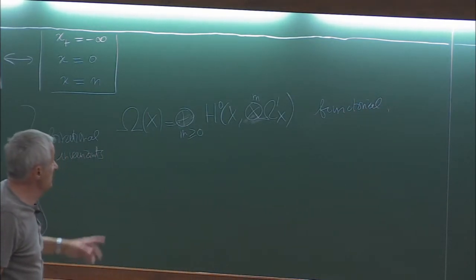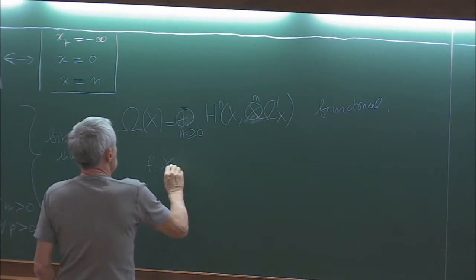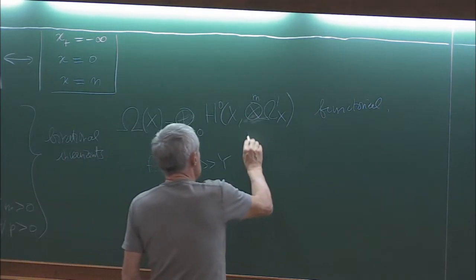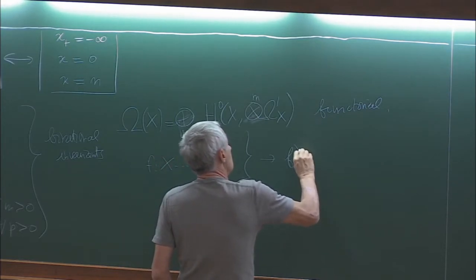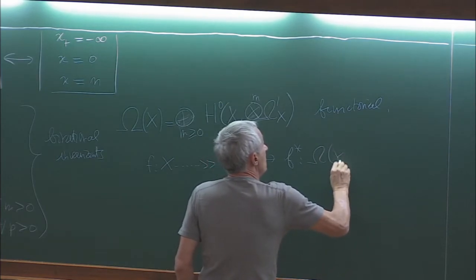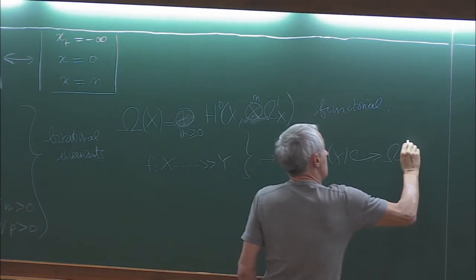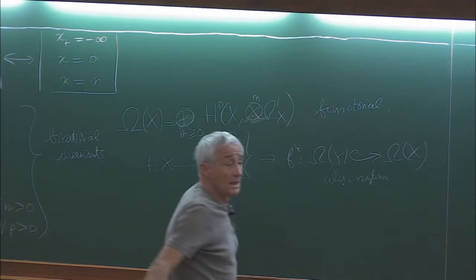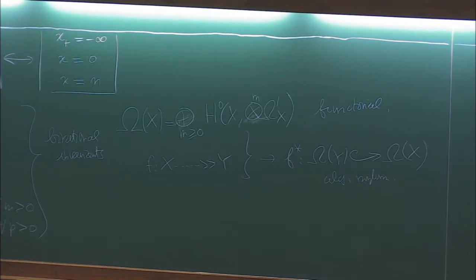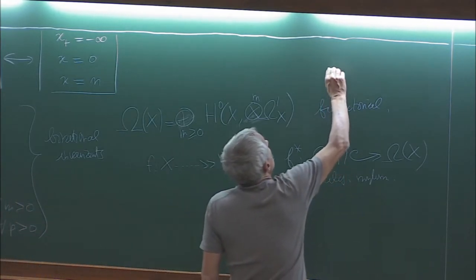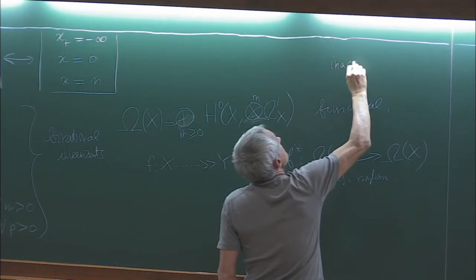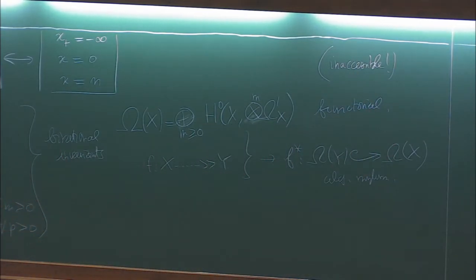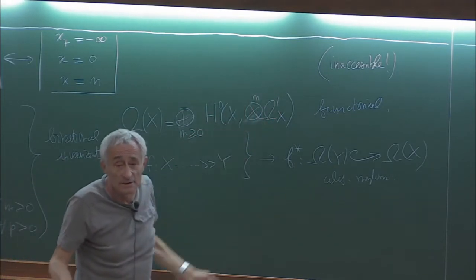It is functorial in the following sense: if you have F, for example, which is a dominant rational map from X to any Y, then this induces an f star, which will go from omega of Y injectively to omega of X. So you have an algebra morphism. And so this is very nice, certainly. The only point is that this is functorial, but essentially inaccessible, very difficult to compute in general, except for curves, in the case when omega 1 is KX, so then this can be computed.